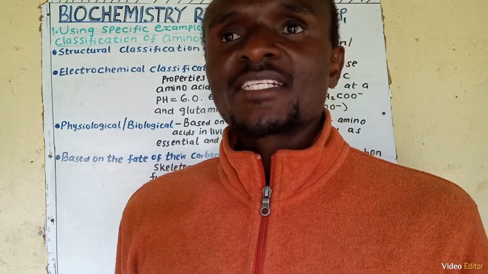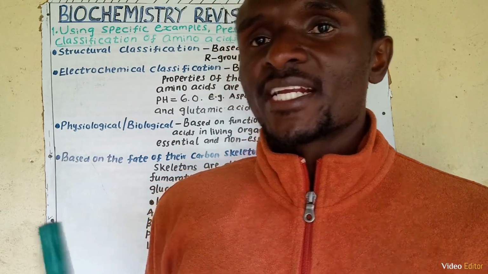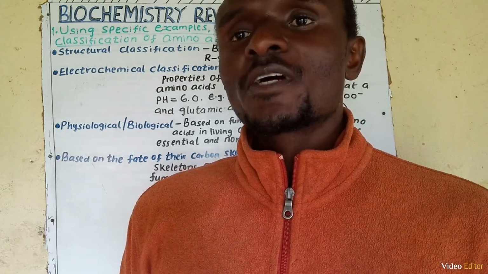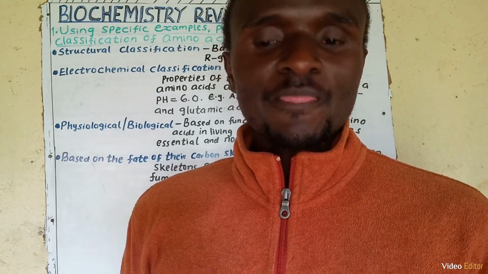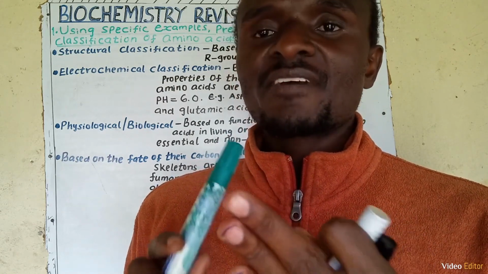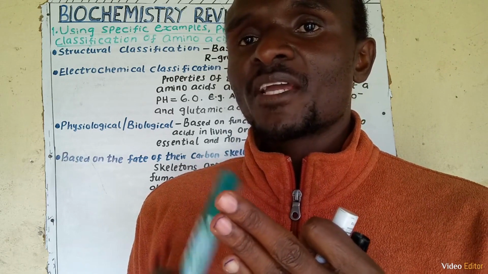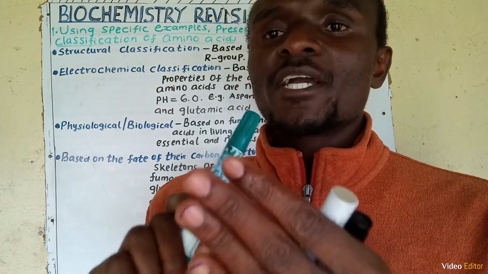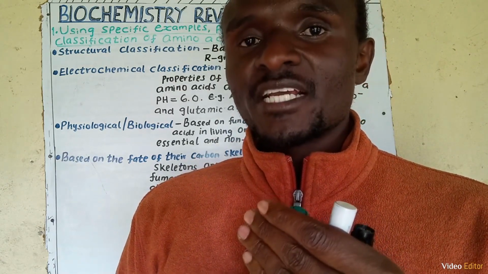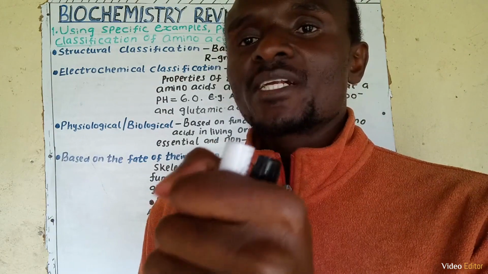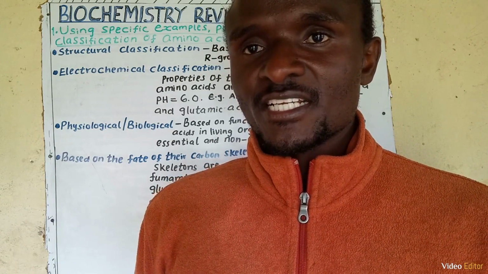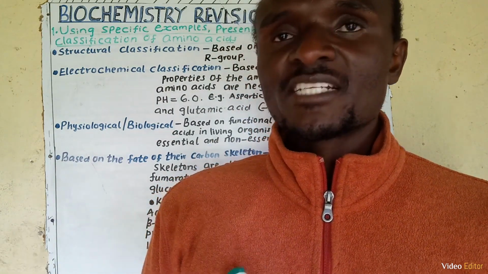So, a given amino acid may be classified based on the following. We can classify amino acids, number 1, on the structural classification, that is, based on their structure. We can also classify them based on their electrochemical properties, based on their biological or physiological functions, based on the fate of their carbon skeletons, and based on their participation in protein synthesis. So let's begin. Structural classification.